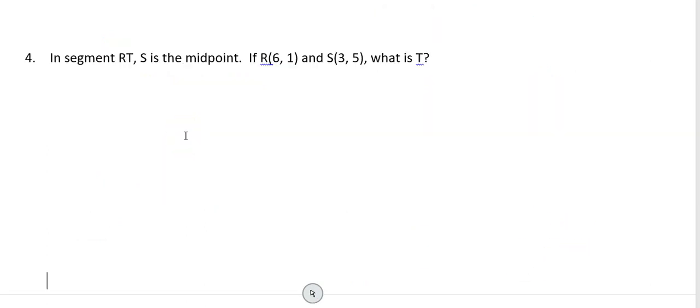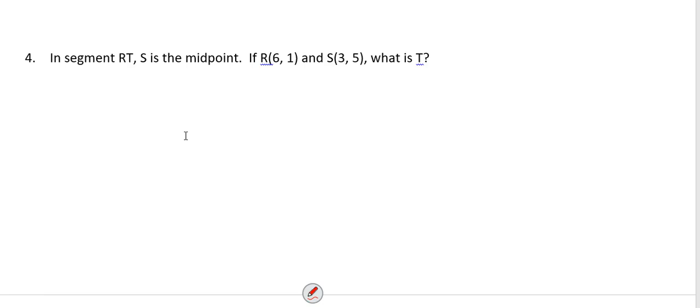Now we're going to move on to number 4. It says in segment RT, S is the midpoint. If R is 6,1 and S is 3,5, what is T? So this question is asking us to find another endpoint when we're given the midpoint and one endpoint. So first thing we need to do is recognize that. And we're going to use our midpoint formula on this one.